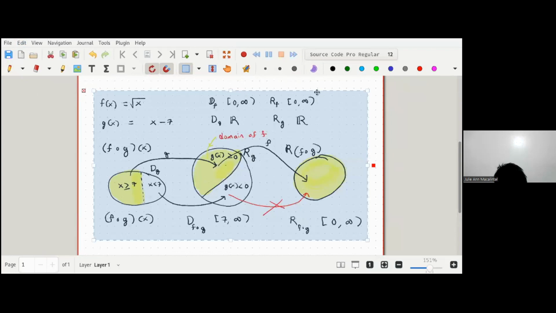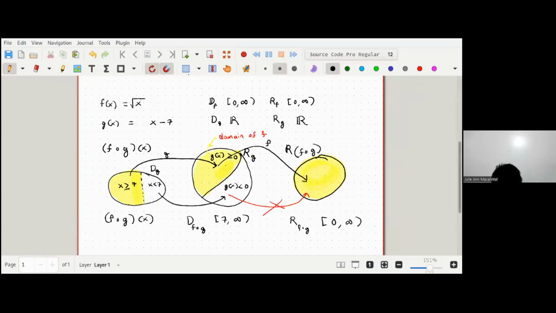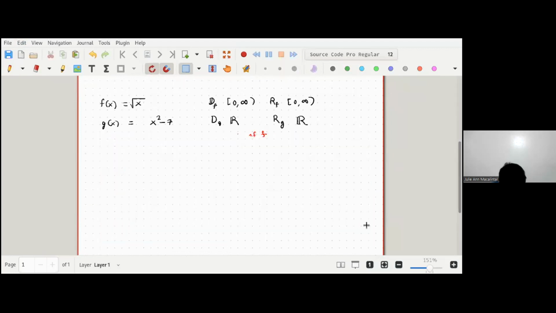So modify natin to ng konti. Tapos gawin nating x squared minus 7 to. So lahat ng everything below, kailangan natin i-reanalyze ulit. So x squared minus 7 is now going to be, the domain is still all R. Kaya lang yung range, it's now going to be between lowest value -7 all the way to plus infinity.